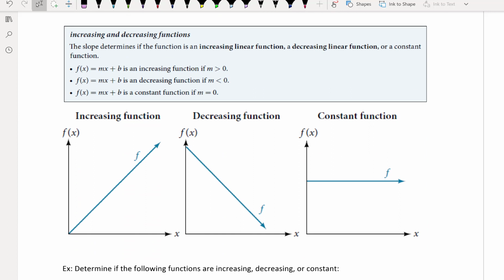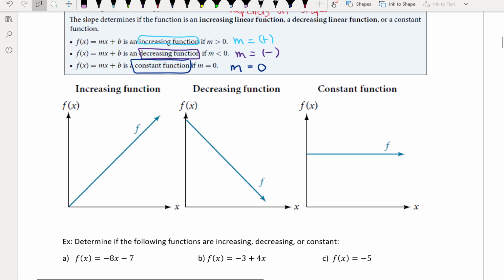Now, we're going to be looking at functions that are increasing, decreasing, and constant. And really, increasing, decreasing, and constant all just depend on the slope. So the first one is saying that you have an increasing function if your m is positive. You will have a decreasing function if your m is negative. And for your last one, you will have a constant function if your m is exactly equal to 0.